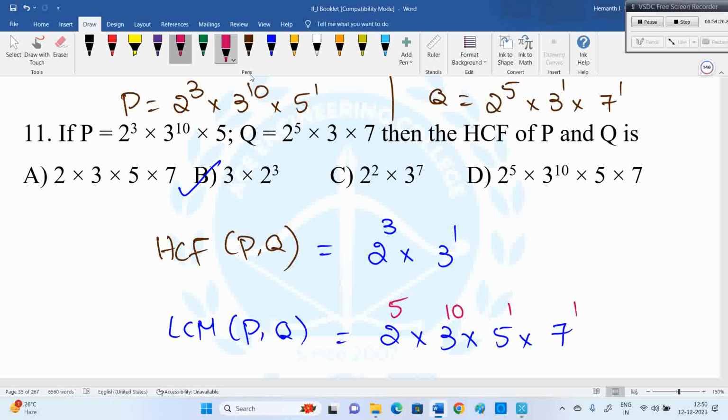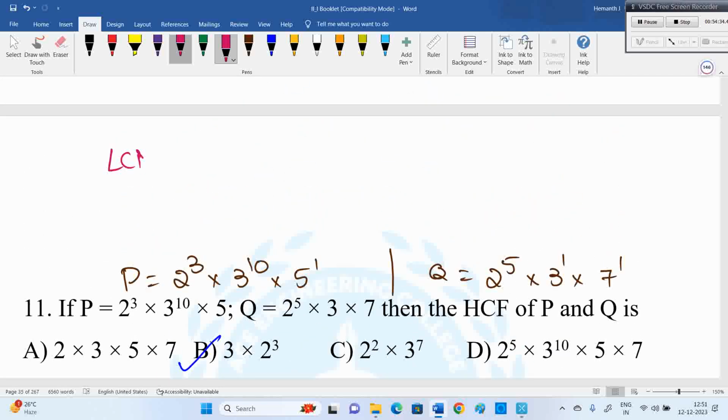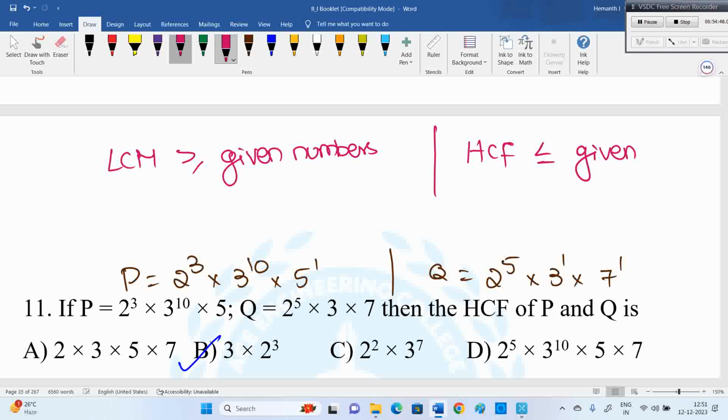Whereas LCM is more than or equal to the given numbers. If you take the LCM for a set of numbers, your answer must be greater than or equal to the given numbers. So you can note that down: LCM is always greater than or equal to the given numbers, whereas HCF is always less than or equal to the given numbers. The equal case is very rare; generally HCF is less than, and LCM is greater than.